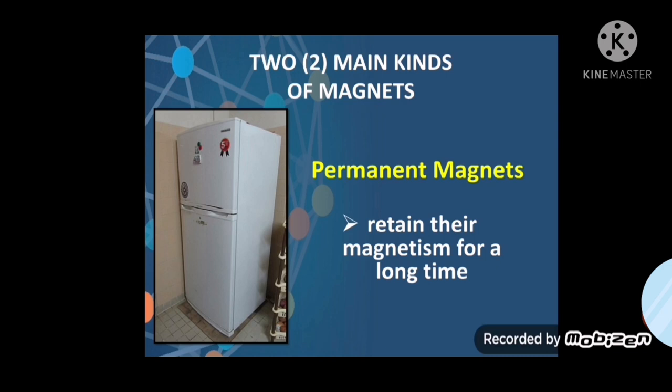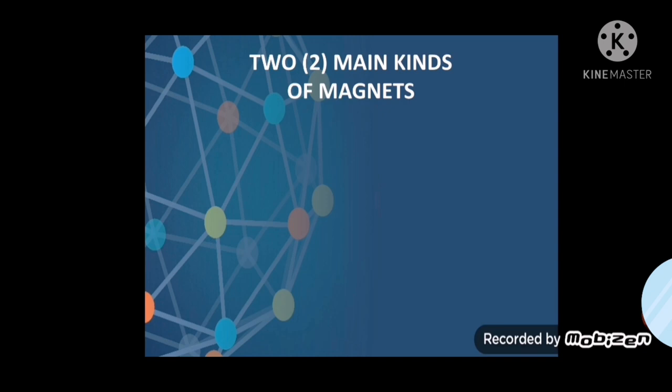Note how these doors remain closed even without being near a strong magnetic field. And these permanent magnets can be made into different shapes, like for example, the U-shape and the bar shape.